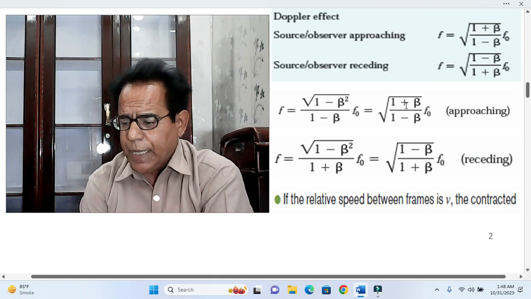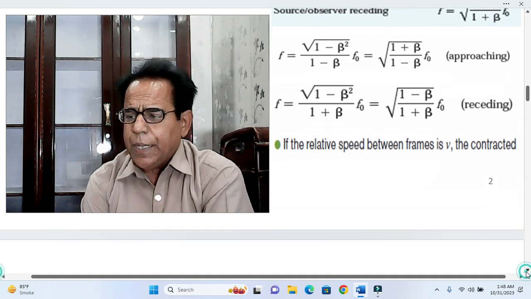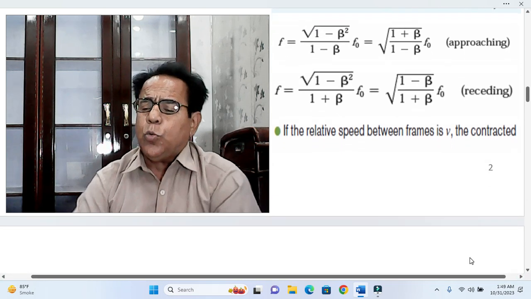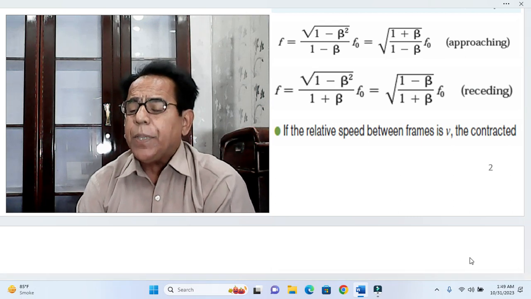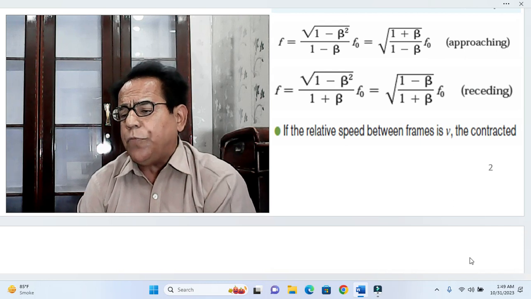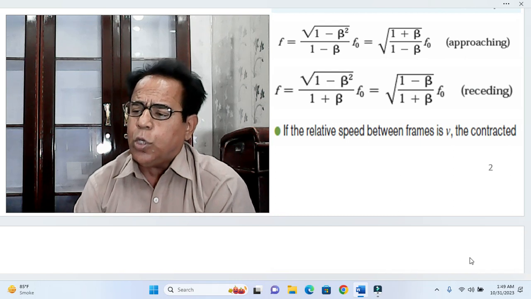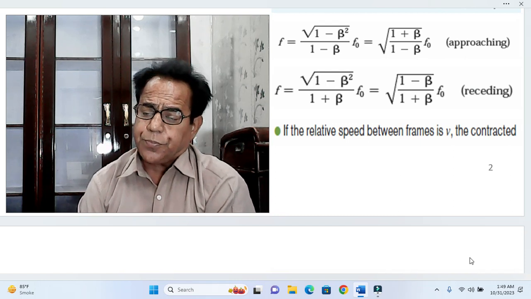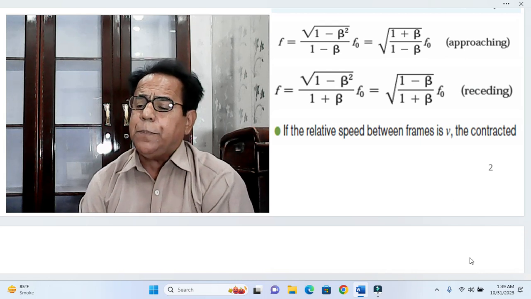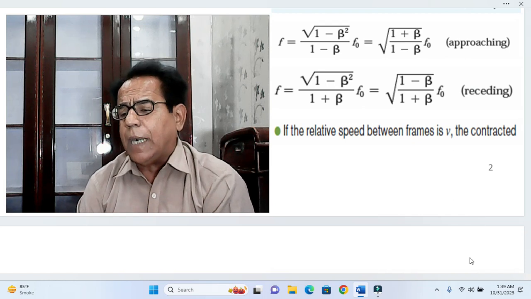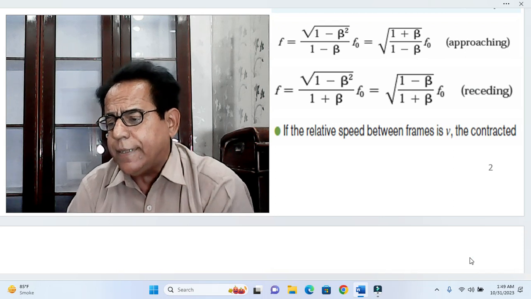The next snapshot is again alternate versions of the Doppler effect. Approaching: f equal to 1 minus beta square under root over 1 minus beta into f naught. This alternatively becomes equal to 1 plus beta over 1 minus beta whole under root into f naught. This is the approaching case. Second: f is equal to 1 minus beta square under root over 1 plus beta into f naught. This alternatively becomes equal to 1 minus beta over 1 plus beta under root into f naught, receding.